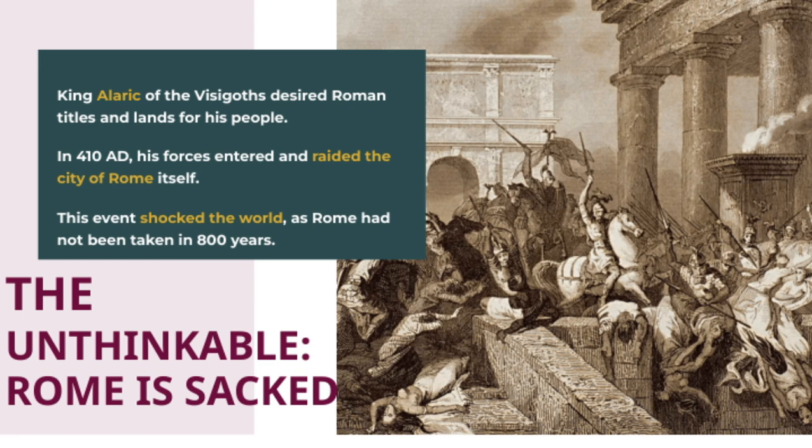He was seeking recognition and rewards. He wanted Roman titles and lands for his people, which reflects the broader struggles between the Goths and the Roman Empire over power and territory. This event marks a turning point in history, highlighting the weakening of Rome's dominance and the shifting balance of power in Europe. It's a key moment that connects to our overall theme of the decline and transformation of the Roman Empire.